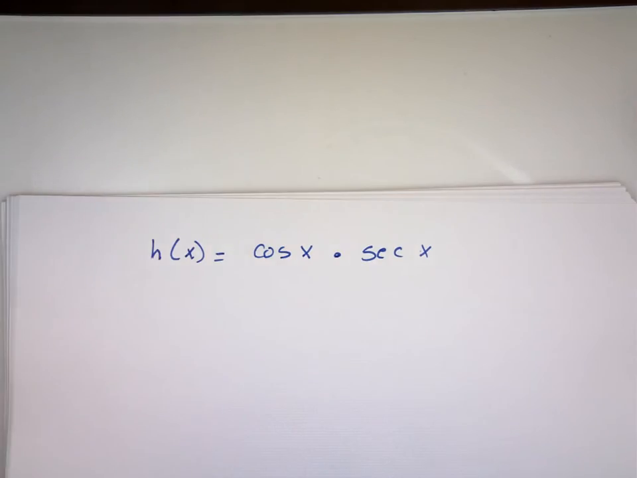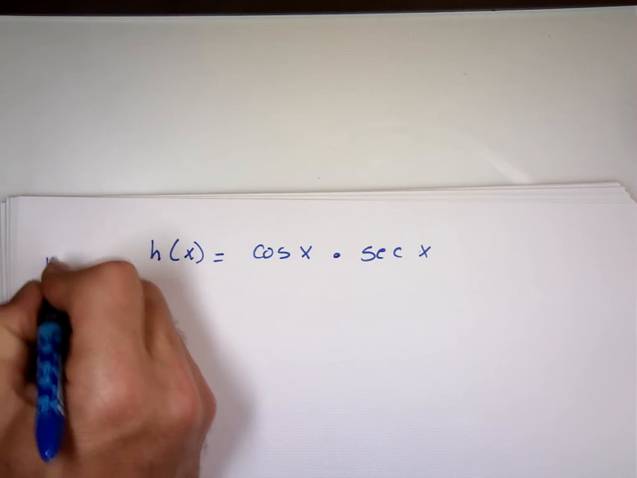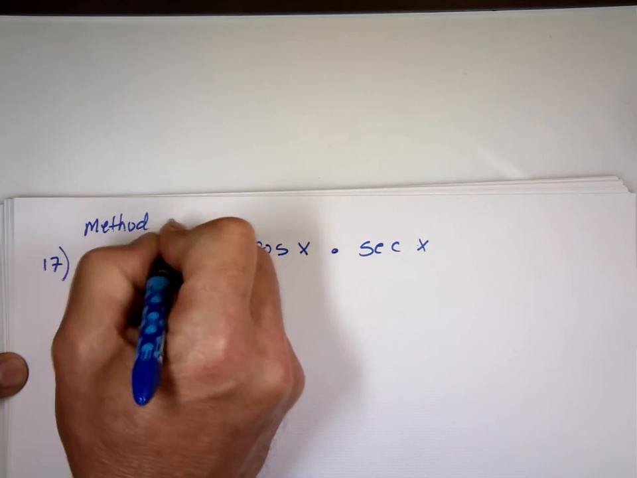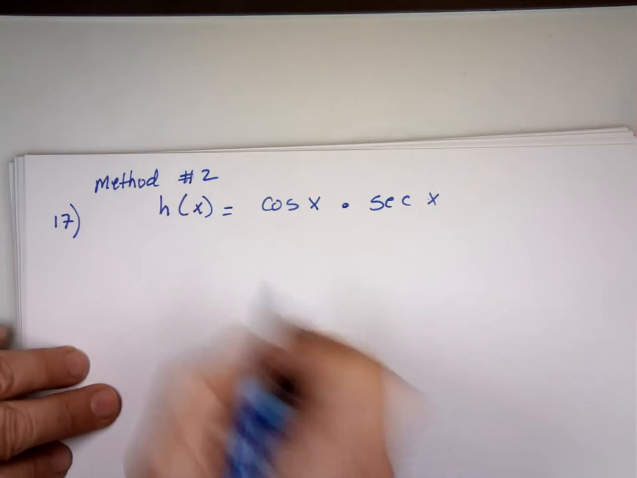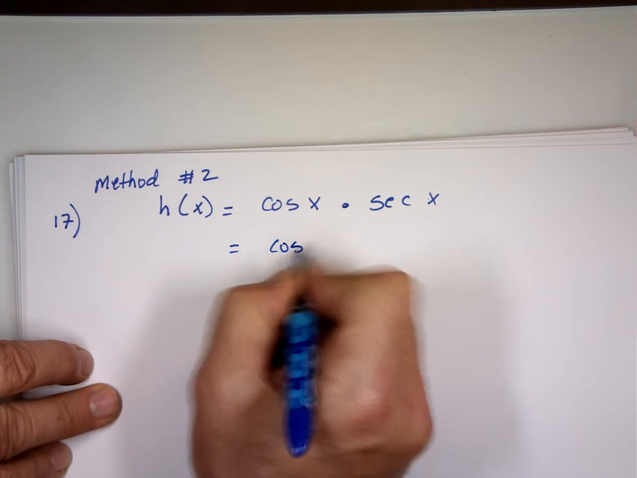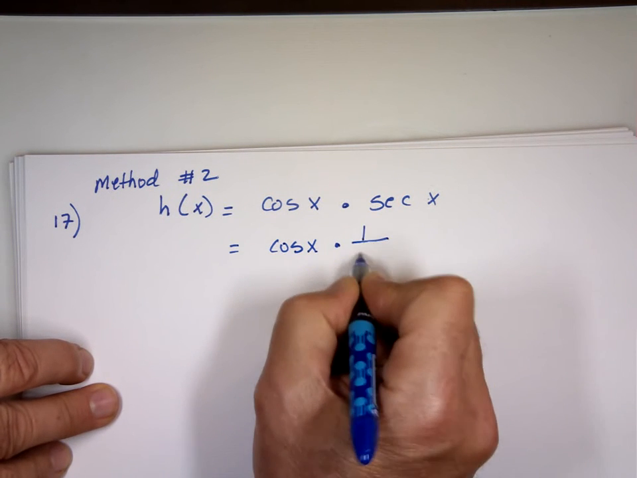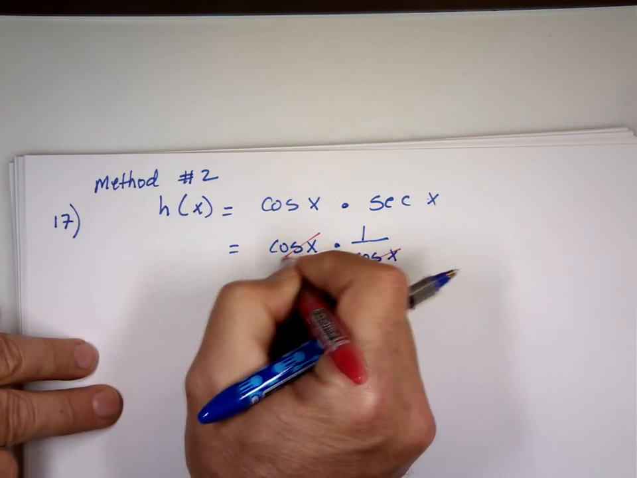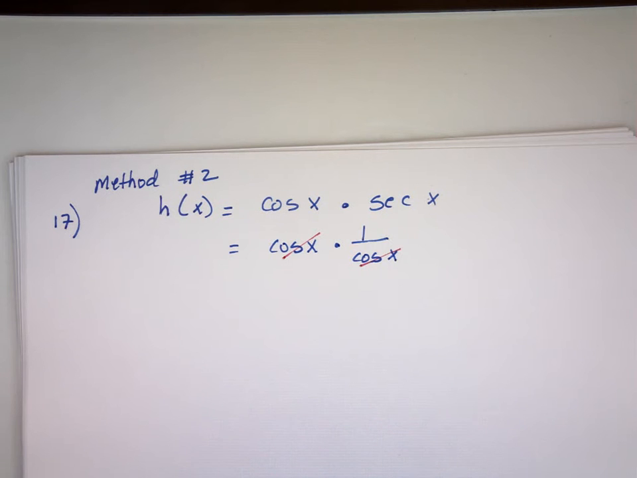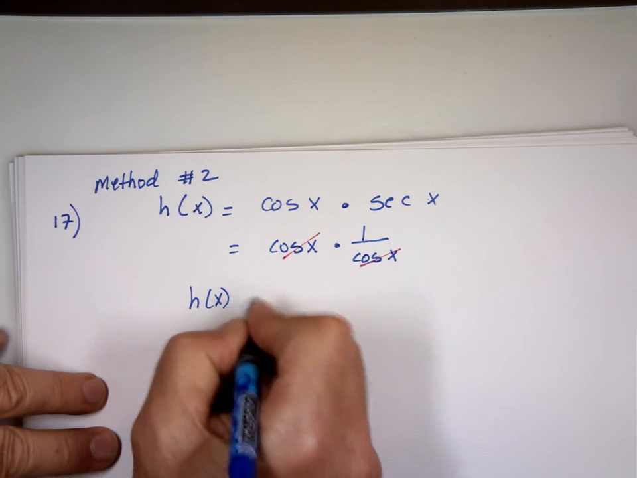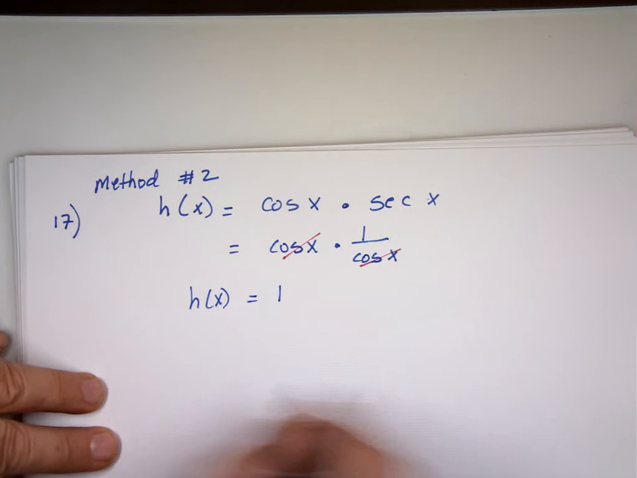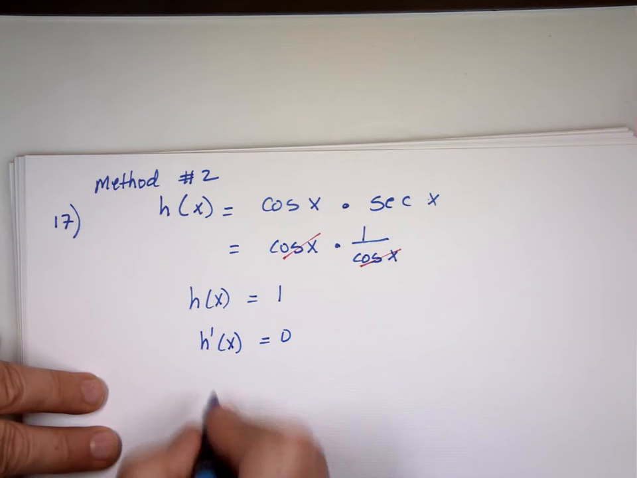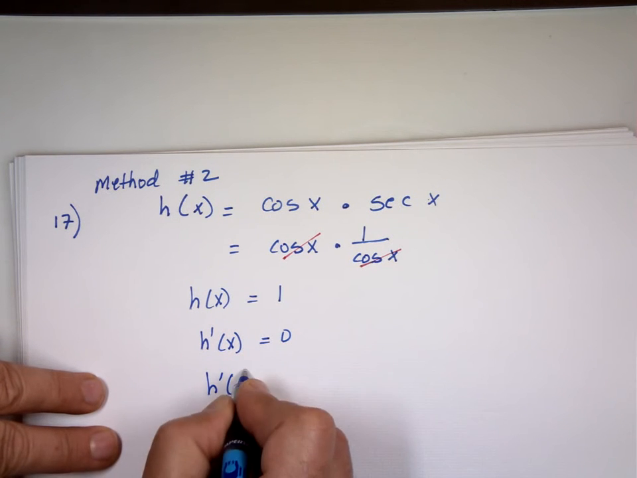17, again, part B, method 2. Here we go, cosine of X times the secant. Secant is what? 1 over cosine of X. So what's going to happen here? What's the function equal to? 1. What's the derivative of 1? 0. Is that easier? What's the derivative of 0 at 6? Still 0.